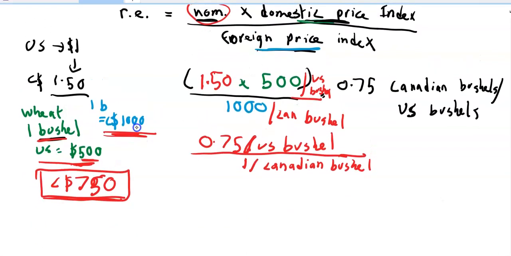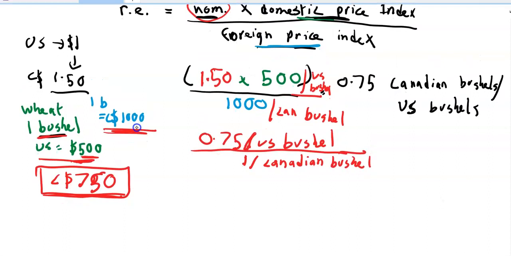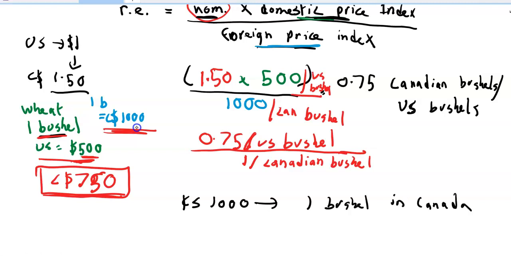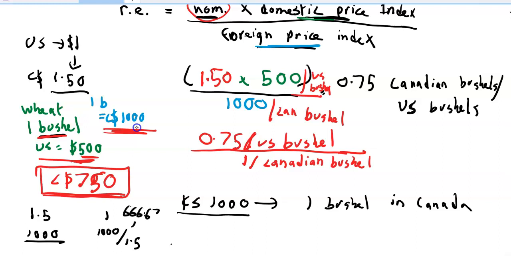Or in other words, to see how this number helps us, let's say I have 1,000 Canadian dollars. With this, I can buy 1 bushel in Canada. Now, with the same amount, how much wheat can I buy in America? So in this case, I need to first convert this to US dollars. So 1.5 Canadian dollars gets me 1 US dollar. Then 1,000 Canadian dollars should get me 1,000 divided by 1.5. If I exchange it to American dollars, it would be 666.67.